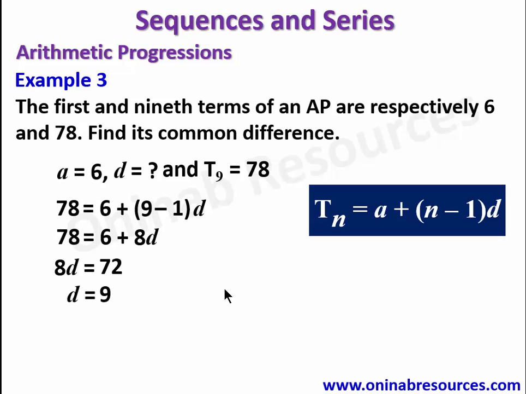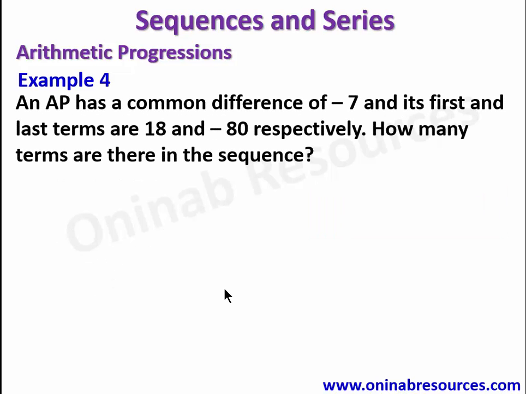So we go to example 4. Example 4: an AP has a common difference of negative 7 and its first and last terms are 18 and negative 80 respectively. How many terms are there in the sequence?